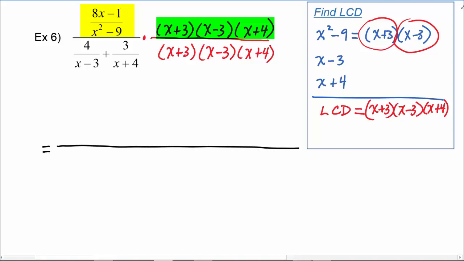And my suggestion when you write this first term is that we will take the denominator and write it in its factored form, anticipating that we're going to be canceling. So we have 8x minus 1 over x plus 3 times x minus 3. And that has to multiply x plus 3, x minus 3, x plus 4.